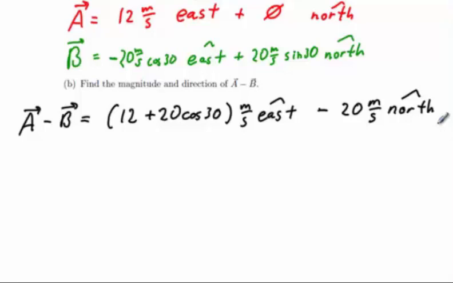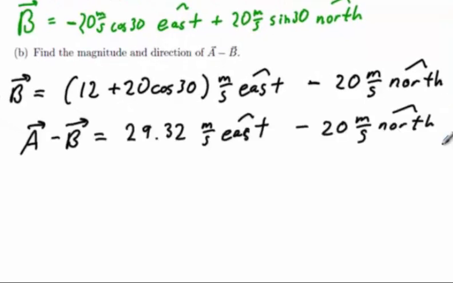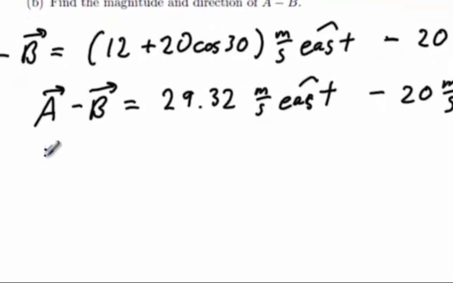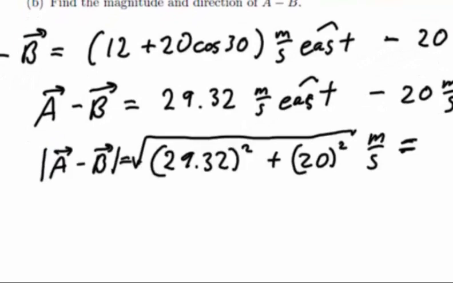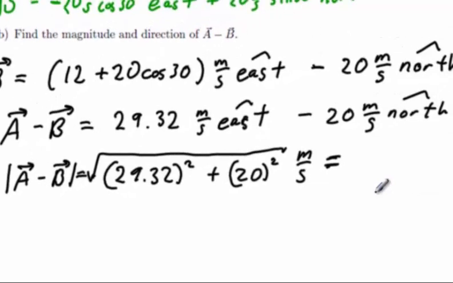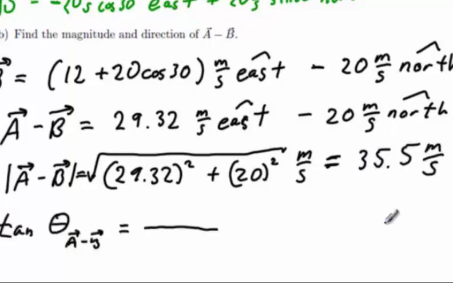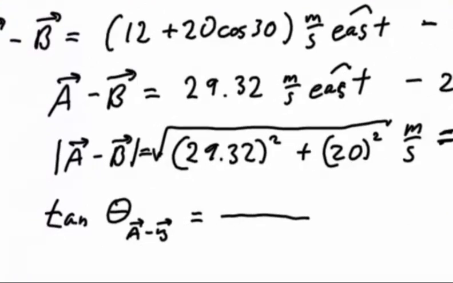To find the magnitude and direction of this result, we do exactly the same steps as in part A. Plugging in the numbers simplifies the expression to have simply numerical values for the east and north components of this vector, so that we can quickly calculate the magnitude and direction. We calculate the magnitude by calculating the square root of the sum of each component squared, which yields an answer of 35.5 meters per second.